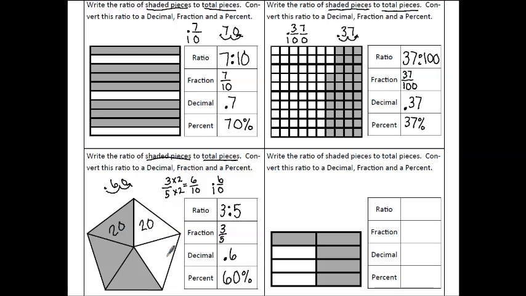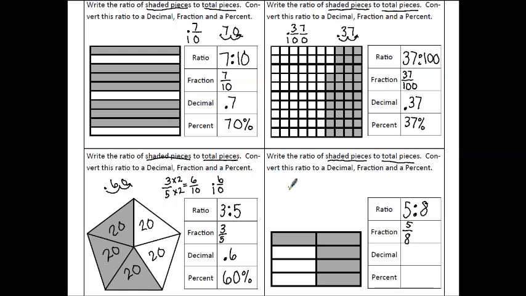And you could also remember that each of these is worth 20%. So 20, 40, 60, we see that that's 60% shaded. Now write the ratio of shaded pieces, 5, to total pieces, 4, 5, 6, 7, 8. So 5 to 8. Now the fraction, we have the first number is 5 and the second number is 8.